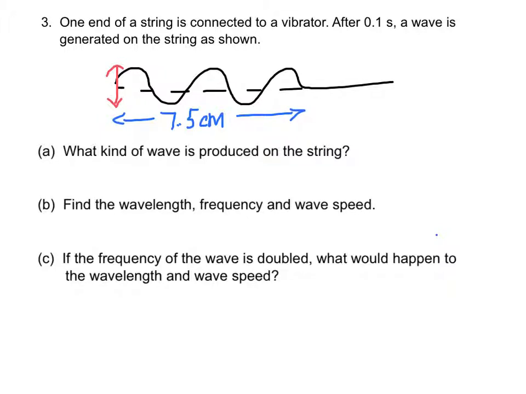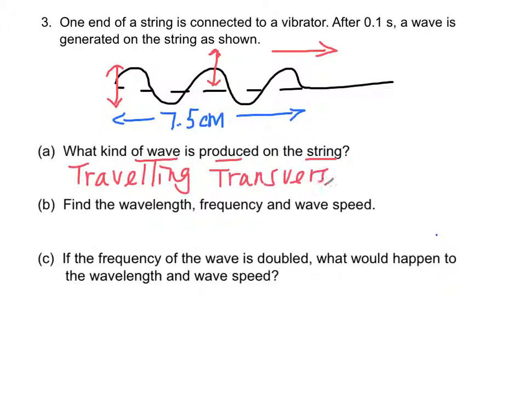Since the wave is traveling to the right and the particles on the wave are moving up and down, therefore the wave produced on the string is a travelling transverse wave.